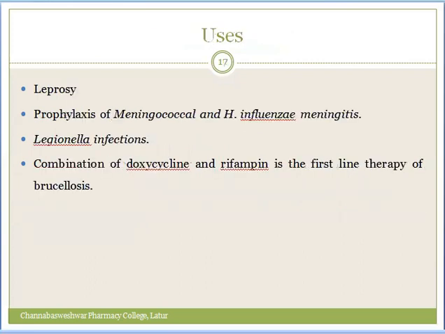Now we will discuss the uses of rifampicin. Rifampicin is mainly useful in the treatment of tuberculosis. It is also useful in the treatment of leprosy, that is, it is also used as an anti-leprotic drug. It is also used in the prophylaxis of meningococcal as well as H. influenzae meningitis. It is also useful for Legionella infections, in combination with doxycycline. It is a first-line therapy for the treatment of brucellosis. So this is about rifampicin.